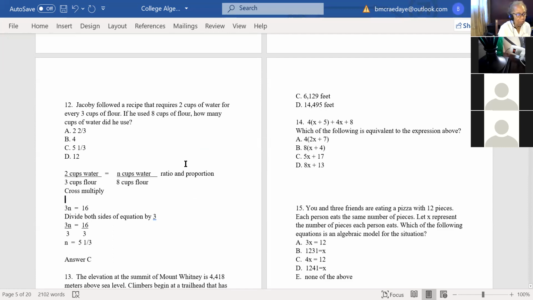So you can have water over flour, or you could have water over water and flour over flour, but you have to have them correct. Because if you put water over N cups, then for 2 cups of water, you have 3 cups of flour, and you're looking for what you will have if you have 8 cups. Questions on 12? Any questions? Okay, let's go to number 13.